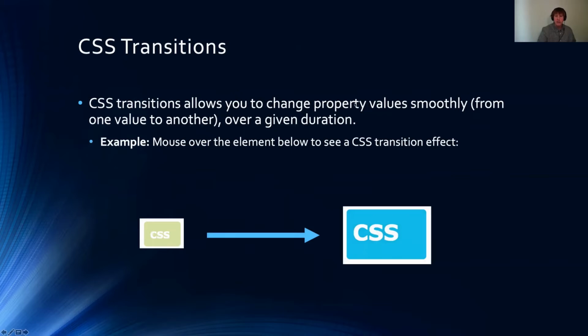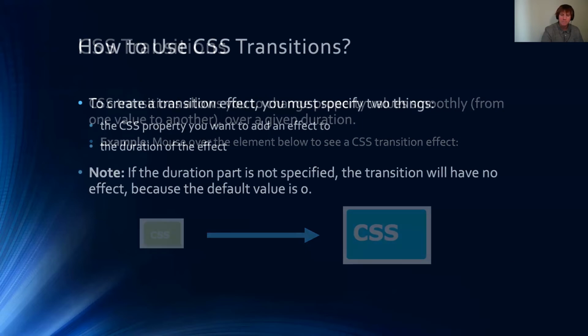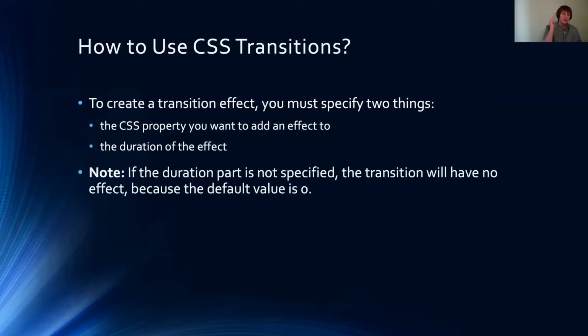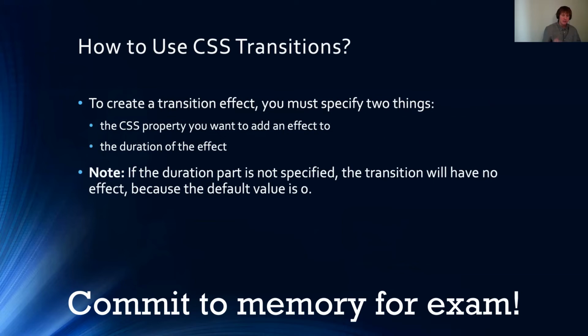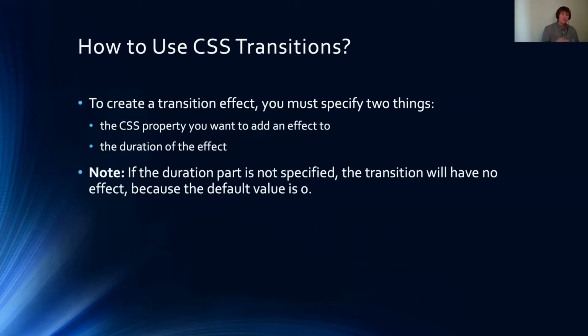You'll see here, it changes the property value smoothly. That's a key word. It's not, oh, hover over, boom. It's hover over, a nice slow change, and then it changes the effect on that property. So if I don't specify the duration, the transition will have no effect. That's a test question. I'm going to give you a transition, and I'm going to ask you what happens to the transition. You'll want to know if I didn't specify the duration, nothing's going to happen.